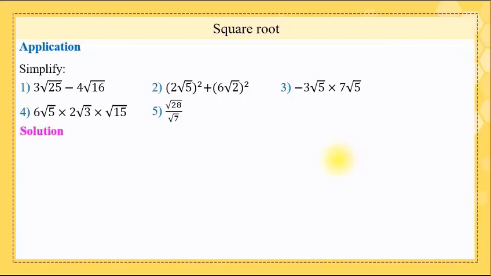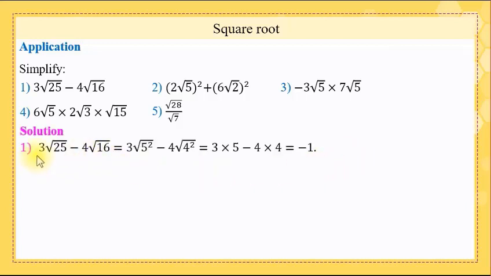Okay, let's start the solution. This is the first one, 3 radical 25 minus 4 radical 16. Here we replace 25 by 5 squared and 16 by 4 squared, and then we write 3 times 5 since we cancel power 2 with radical, and 4 times 4 since we cancel power 2 with radical, to get finally 15 minus 16 equals minus 1.